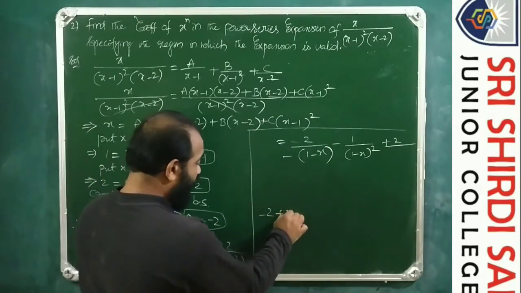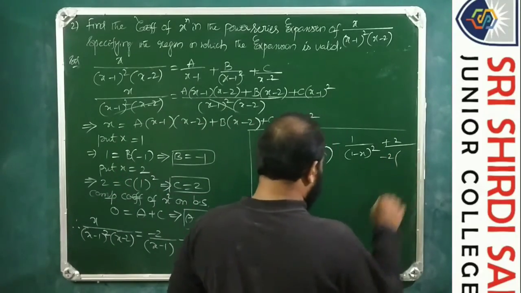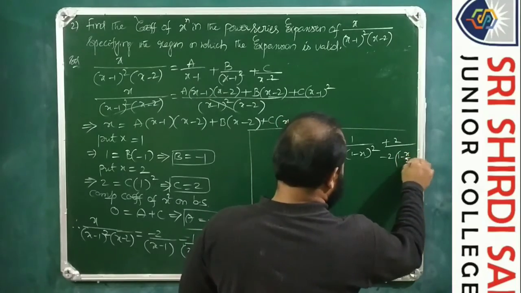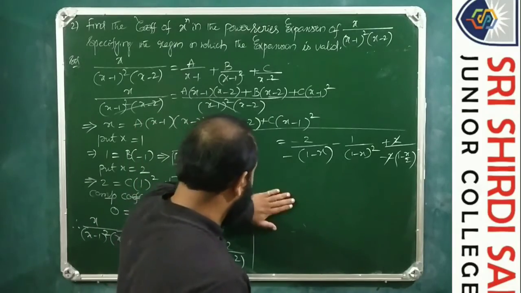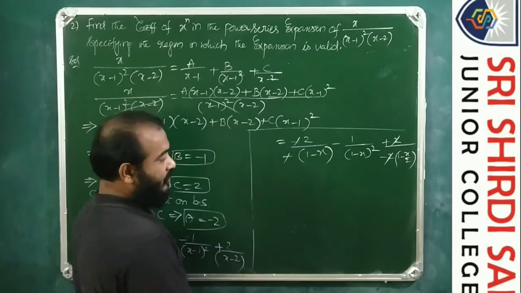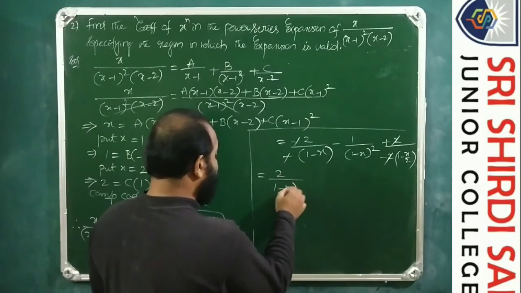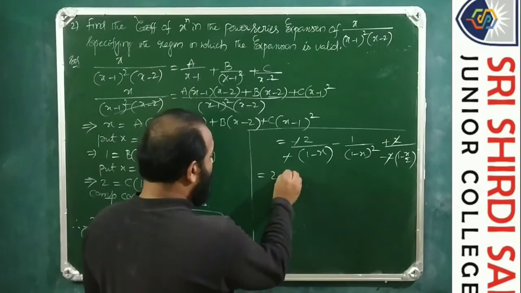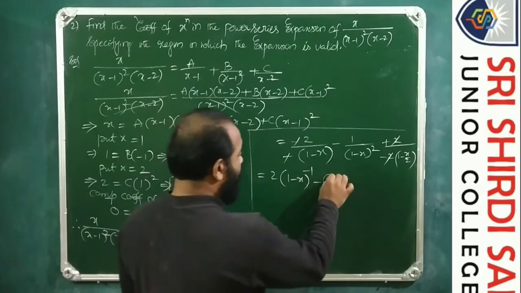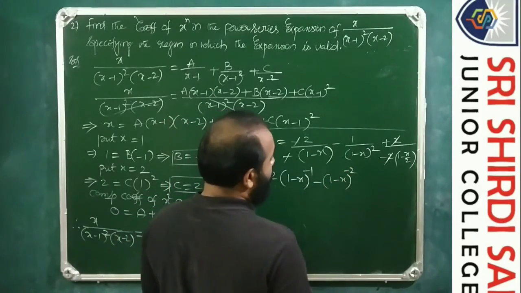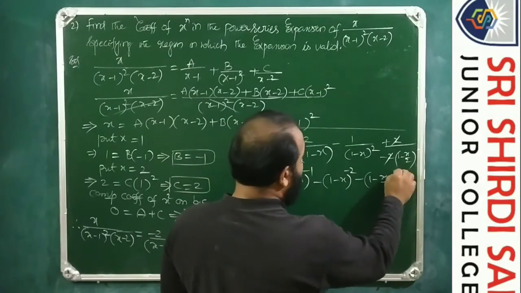So this can be written as minus 2 plus x. Take minus 2 in common, then 1 minus x by 2. So this is minus 2 into (1 minus x by 2). The 2 gets cancelled here. So this is 2 by (1 minus x), otherwise this is 2 into (1 minus x) whole power minus 1. And this is (1 minus x) whole power minus 2, plus by minus, so minus. This is (1 minus x by 2) whole power minus 1.